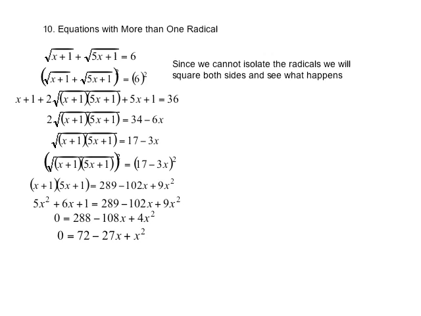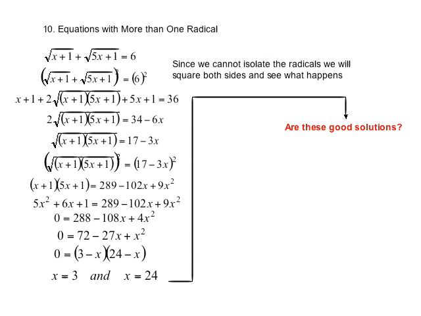Now we have a choice. We can solve it by factoring, completing the square, or the quadratic formula. I like to choose factoring first, and it does factor into the quantity 3 minus x times the quantity 24 minus x. So then what will make those two terms 0? x equals 3 will make the first term 0, and x equals 24 will make the second term 0. Are these good solutions?